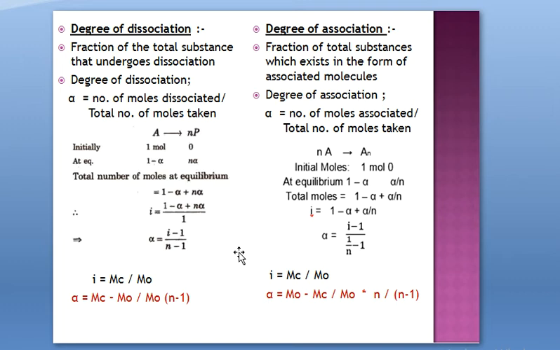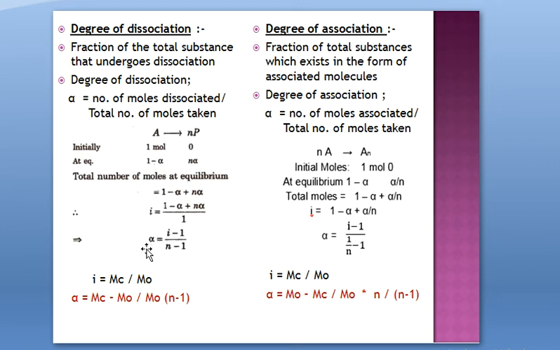Second important thing is this slide. Since we saw that the solute in this case can either undergo dissociation or association, we should be able to calculate its degree of dissociation or its degree of association. By definition, degree of dissociation is the fraction of the total substance that undergoes dissociation. Mathematically, alpha, degree of dissociation, is the number of moles dissociated divided by the total number of moles taken. So if you start with A and it gives you nP, you have done this a number of times in class 11th, this is what we get finally.